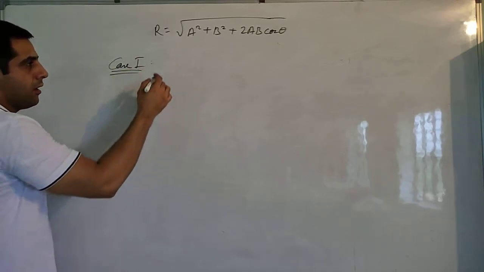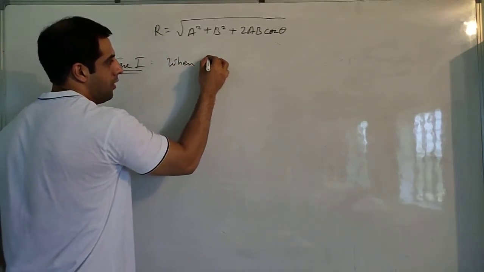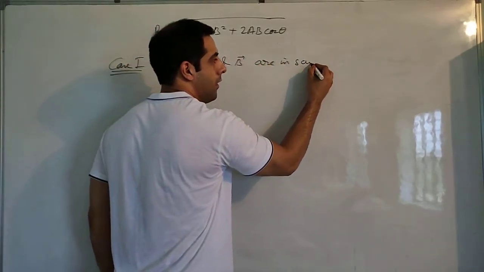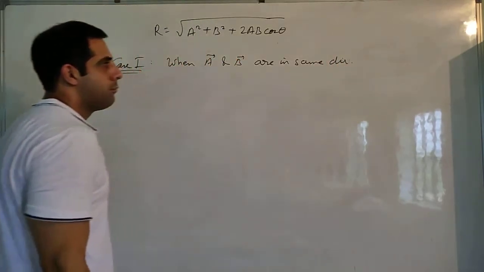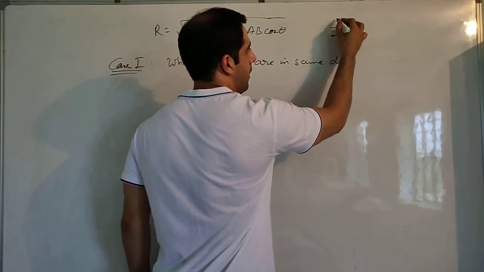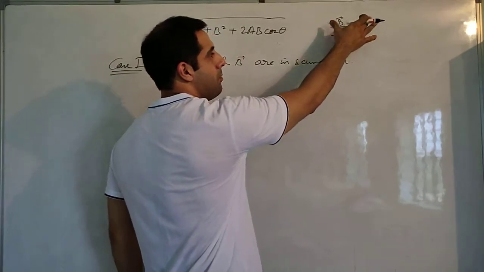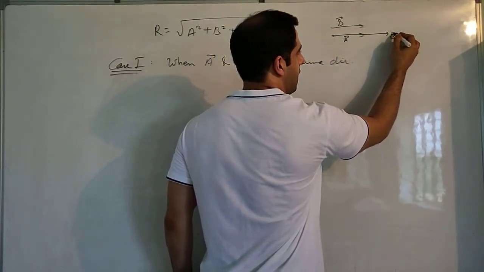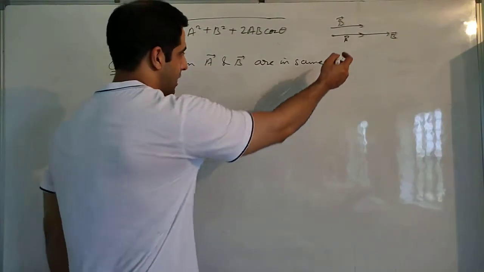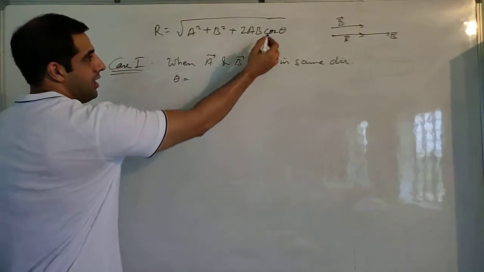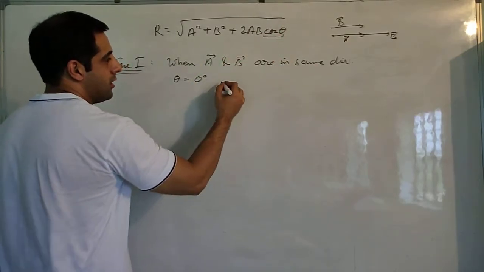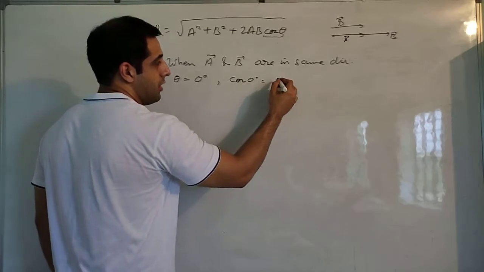Now let us take case 1, when vector A and vector B are in the same direction. If both the vectors are in the same direction, then I can take vector B and put it ahead of vector A like this. Now what is the angle between vector A and vector B? The angle is 0 degree. So theta equals 0 degree, and cos of 0 degree is equal to 1.